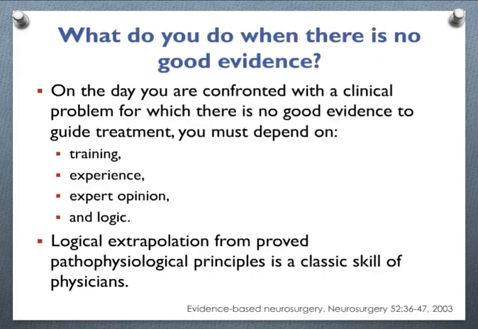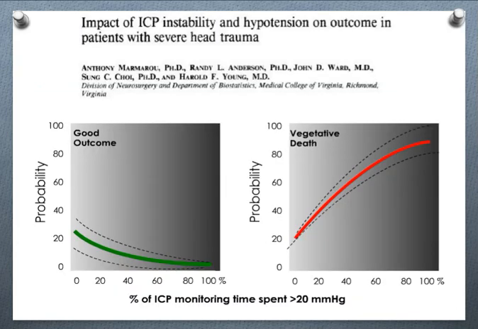And when you don't have very good evidence, I think the logical extrapolation of pathophysiological principles is the classical skill of a doctor. And we know that the time spent over a threshold, this is the Traumatic Coma Data Bank population, if you spend 100% of the time over the threshold, which was statistically 20 millimeters of mercury, you have a very low probability of a good outcome. If you don't spend any minute over the threshold, your probability at that time was 30%, now it is higher.